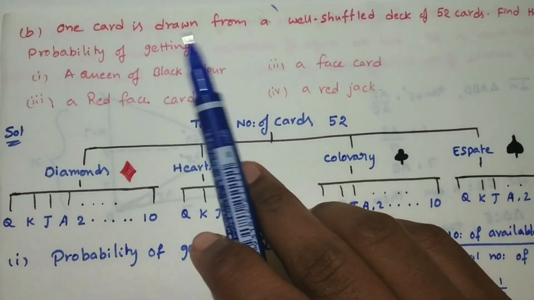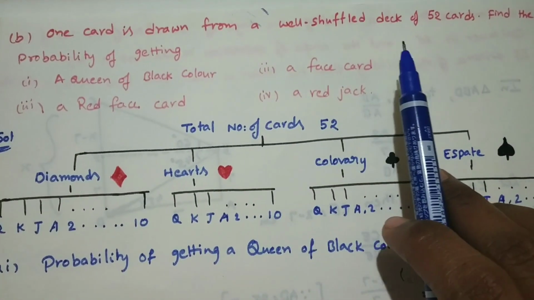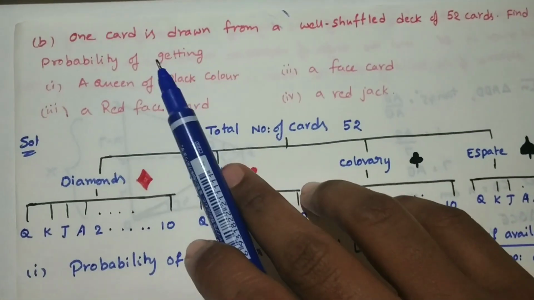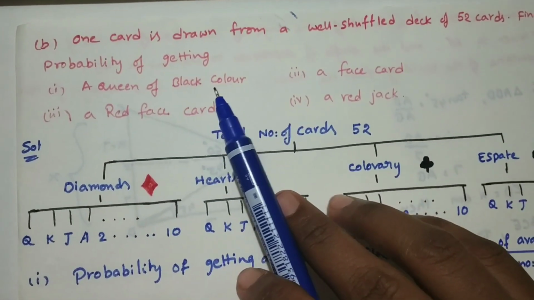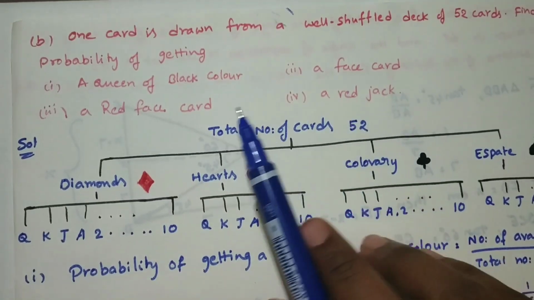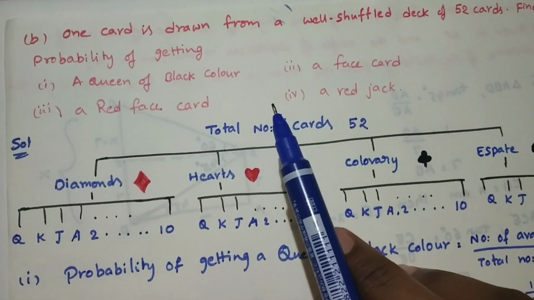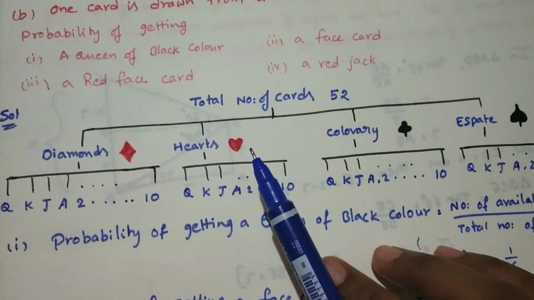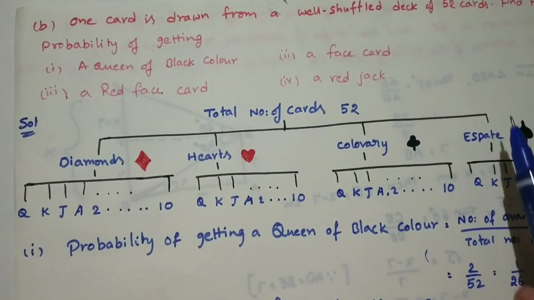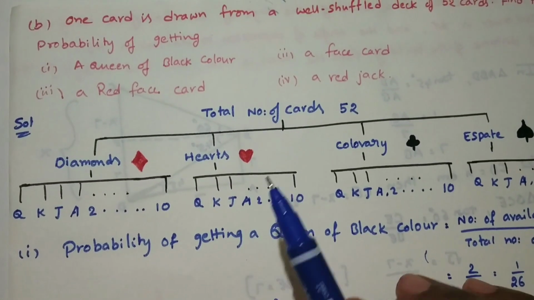32b question. One card is drawn from a well-shuffled deck of 52 cards. Find the probability of getting a queen of black color, a face card, a red face card, and a red jack. What is the probability of getting all these options? For this question, simply write this diagram for easy remembrance.